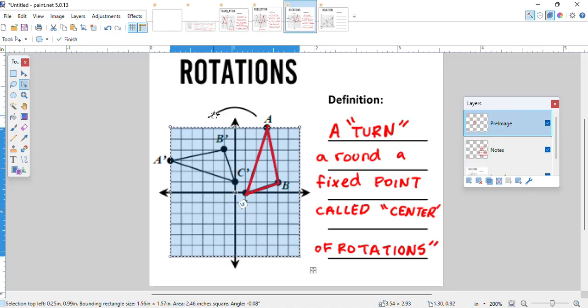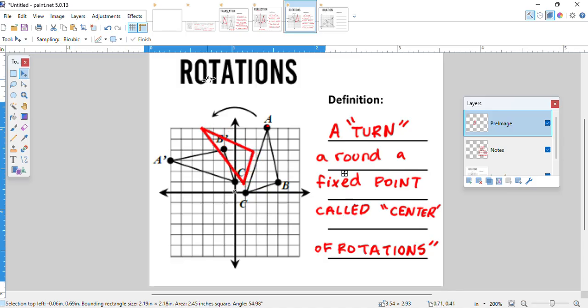Let me now do this. If I were to take it and just rotate it, you see that as we turn it, the size is not changing. None of the angles are changing. All we're doing is we are turning it around that point, and we end up at A'B'C'. We started here, we rotate it, and now we're here.